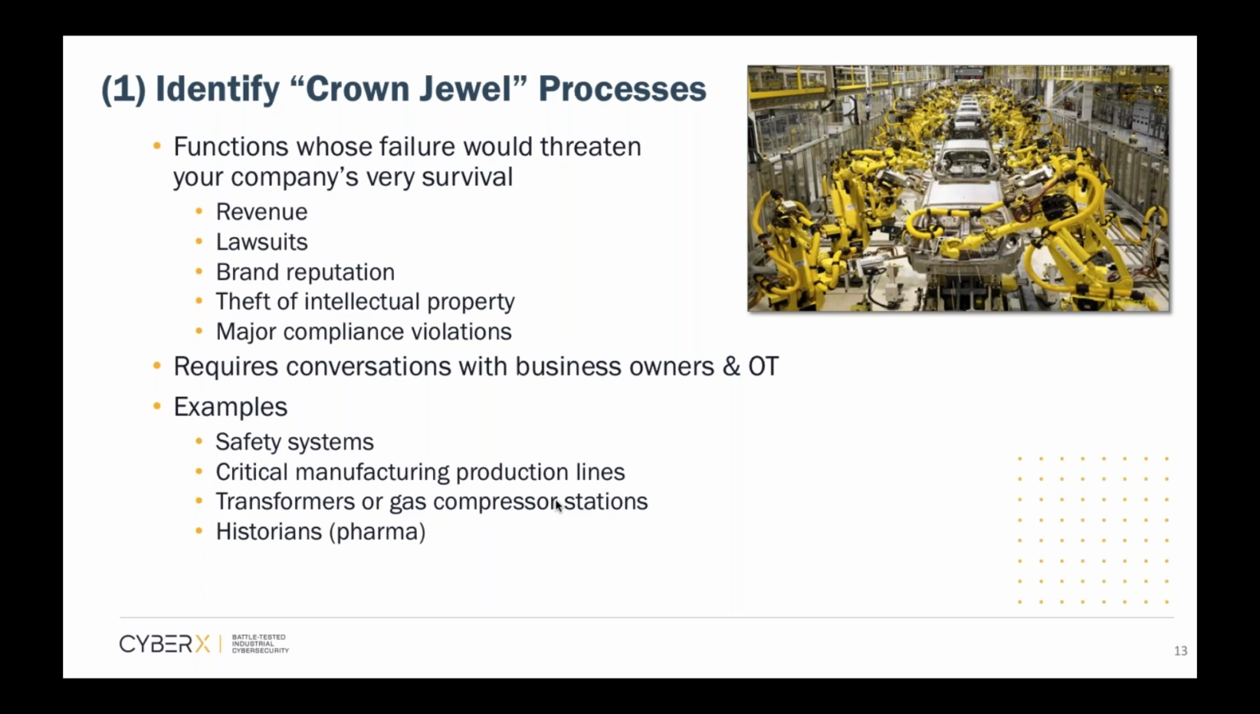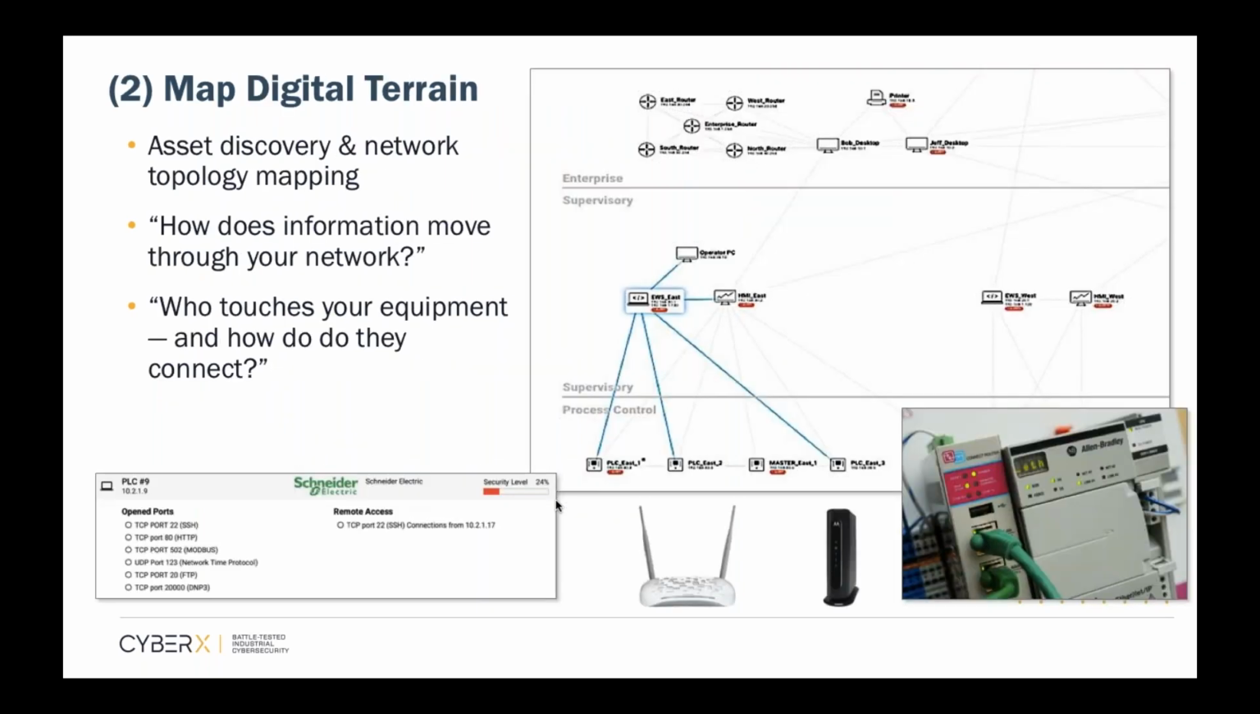So, having the conversation is important in order to determine what are the crown jewel processes. A few examples might be a safety system, a critical manufacturing production line, a transformer, a compressor station, or in the case of pharma, a historian. So that's the crown jewel processes. Once you've identified them, then you want to map your digital terrain, and that starts with asset discovery and network topology mapping. And this, I would say, far and away is the greatest concern for customers of OT security, including CyberX customers.